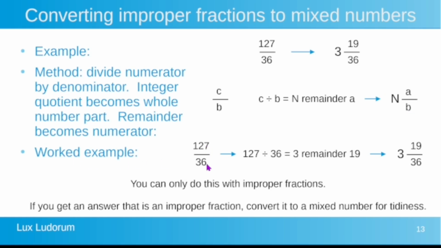Worked example 127 over 36. We divide 127 by 36, and that gives us 3, remainder 19. So we write that as 3 and 19 over 36. You can only do this with improper fractions, where the top's bigger than the bottom, because otherwise you don't get any integer part. If you get an answer that is an improper fraction from some other type of calculation you're doing, convert it to a mixed number for tidiness.